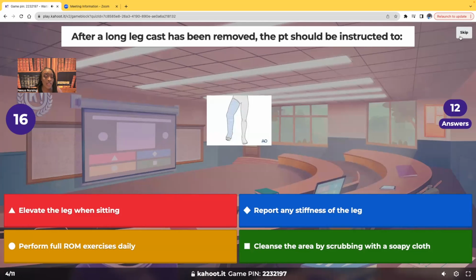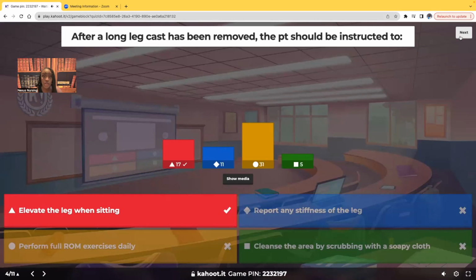Again, after a long leg cast has been removed, what should the patient be instructed to do? The reason I told you guys to take a look at this long leg cast is that I've gotten a lot of feedback from my students who've taken NCLEX. They've gotten an easy question like this where they'll ask for a specific type of cast, and you'll see different illustrations and you have to move your mouse to the correct type of cast. So make sure you know your different types of casts, okay? But anyway, the correct answer is elevate the leg when sitting.